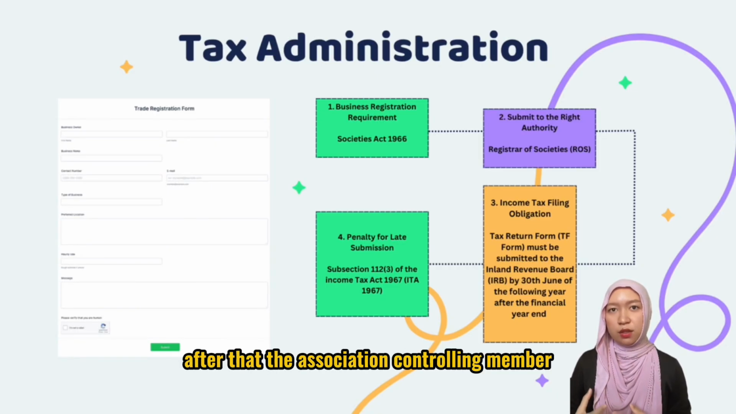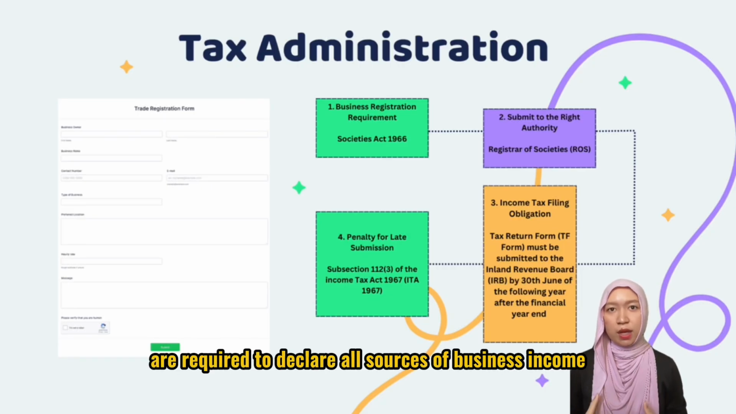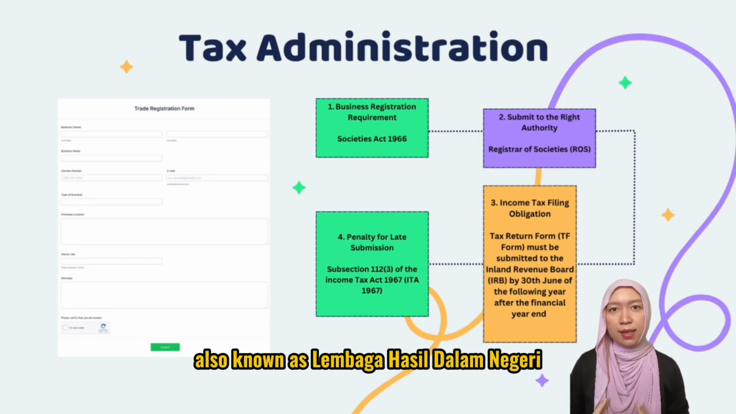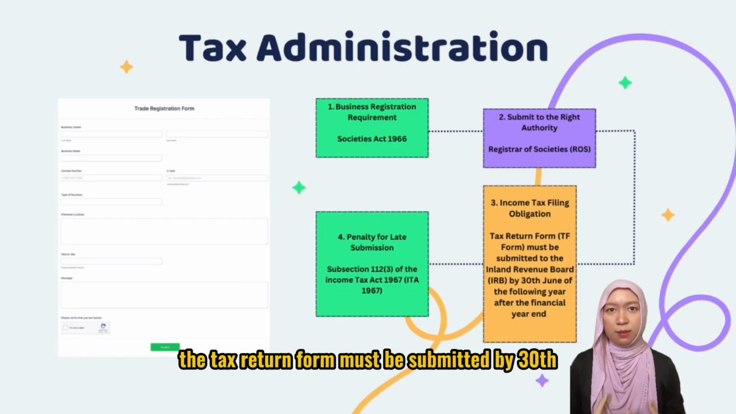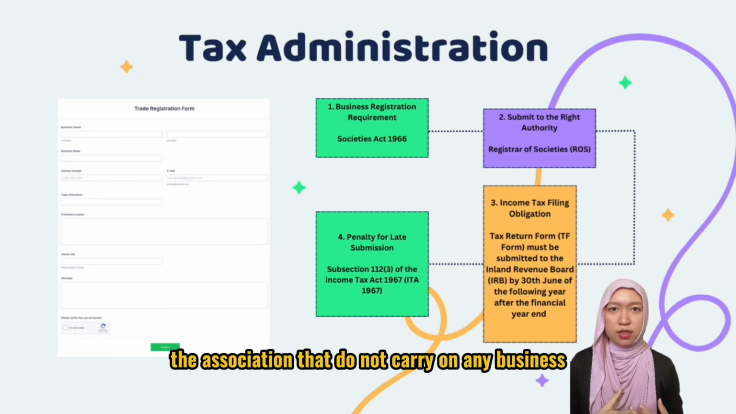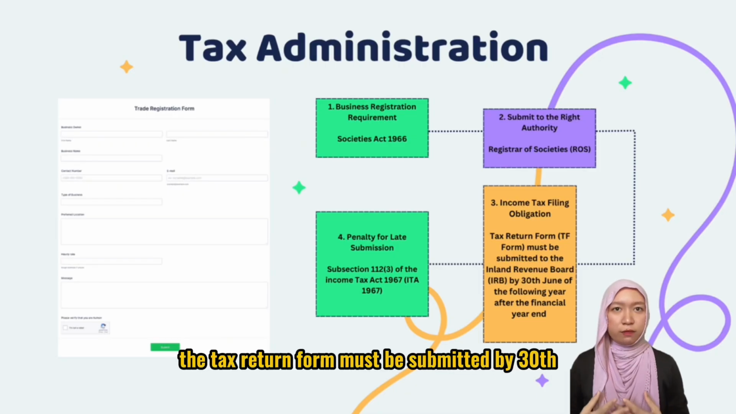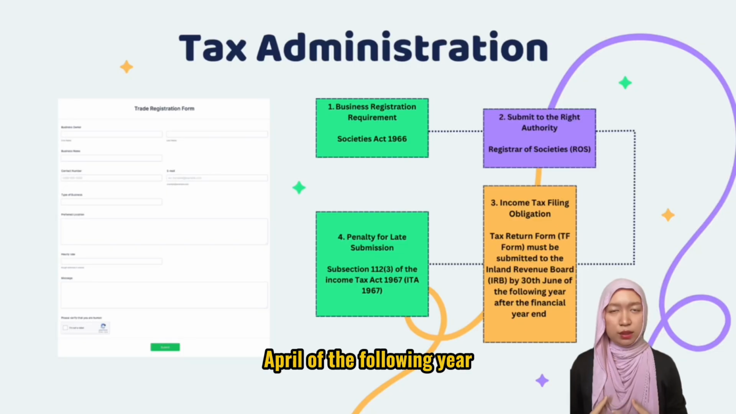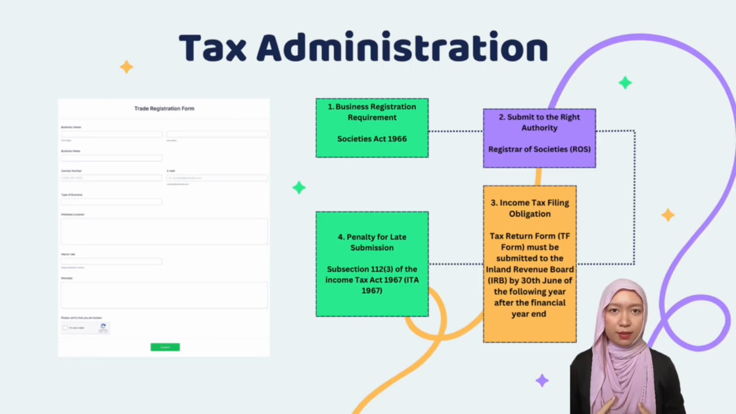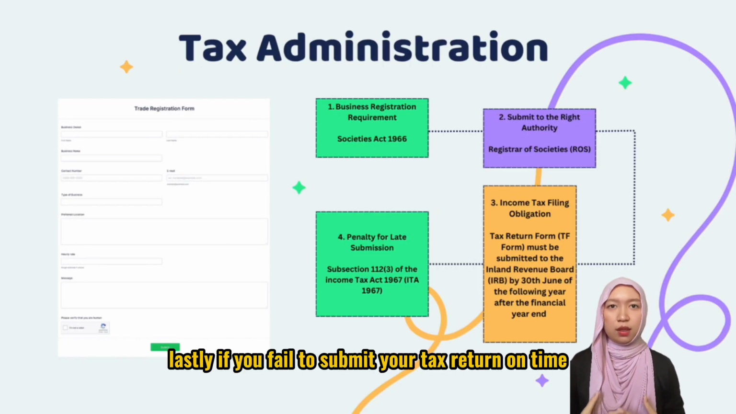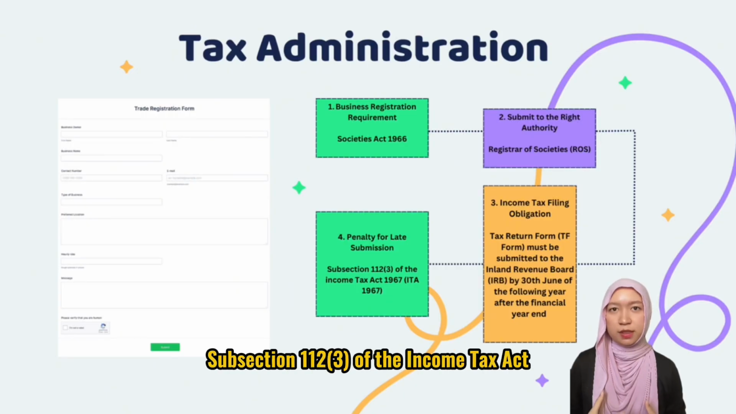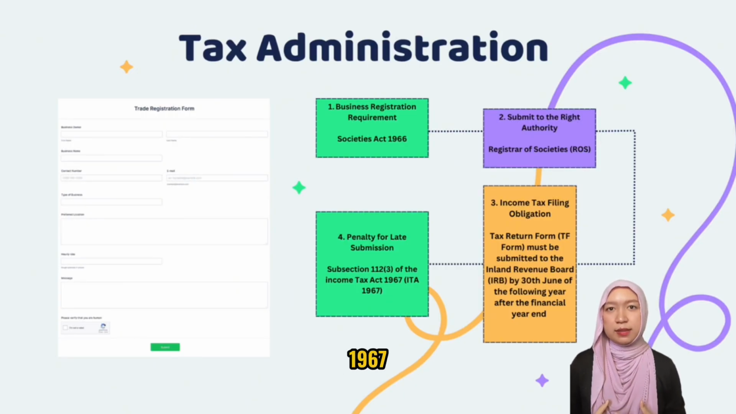After that, the association's controlling members, such as the chairman or secretary, are required to declare all sources of business income and expenses to the Inland Revenue Board, also known as Lembaga Hasil Dalam Negeri. The tax return form must be submitted by 30 June of the following year after the end of the financial year. On the other hand, for associations that do not carry on any business, the tax return form must be submitted by 30 April of the following year. For convenience, the form can be submitted online using e-filing via the IRB website. Lastly, if you fail to submit your tax return on time, you may be penalized. The IRB has the right to impose a penalty under subsection 112(3) of the Income Tax Act 1967.